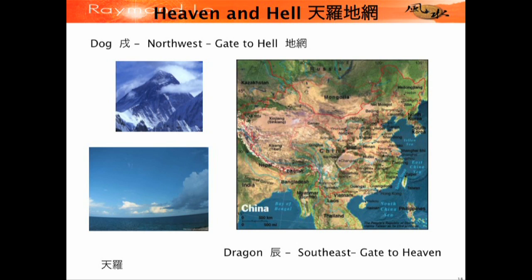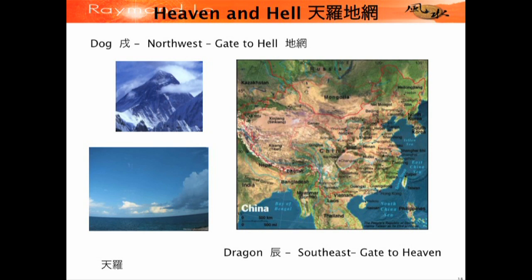So then we have mentioned that dragon and dog is the gate of heaven and hell. So why are these two animals, dragon and dog, related to heaven and hell?